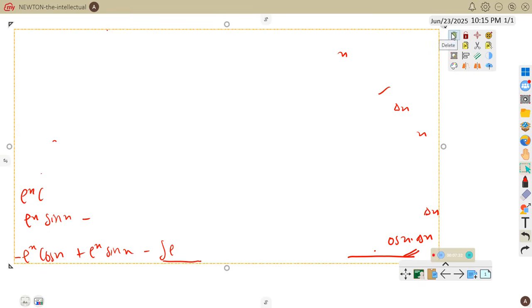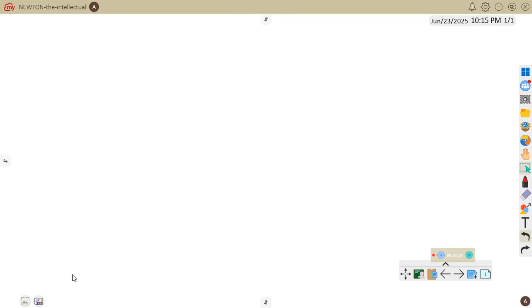Alright, so let's take a few more questions. Alright, so I have this question here. The integral of natural log of x dx, right? So we have this. So what do we do here? So in this case now, this natural log of x here is going to be our u, while the x is going to be our dv, right?